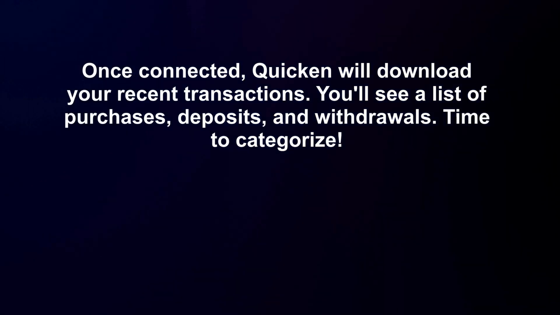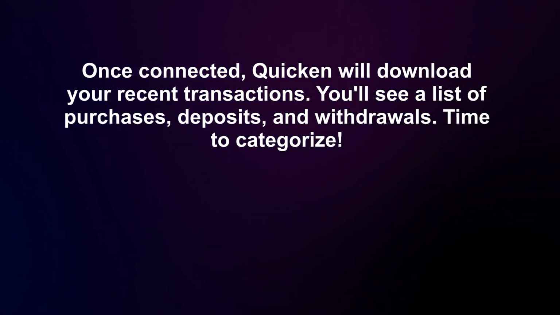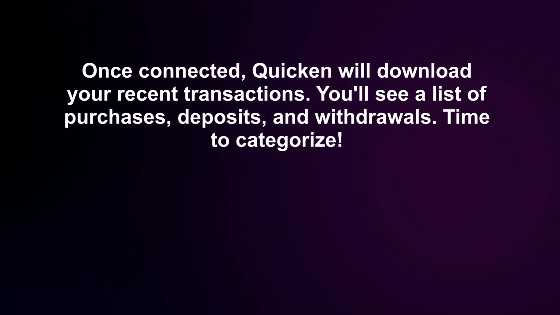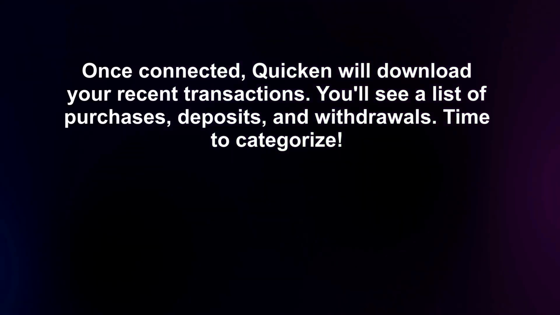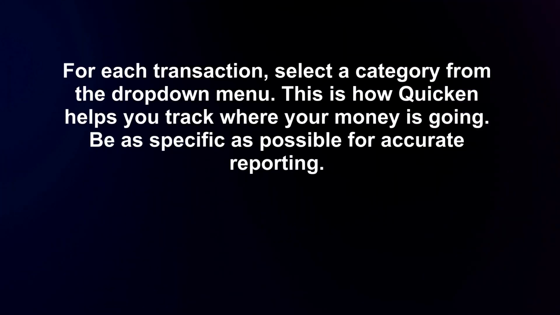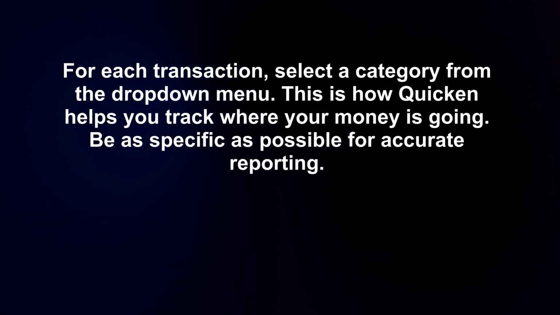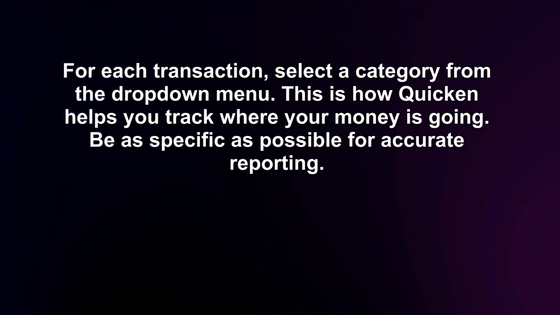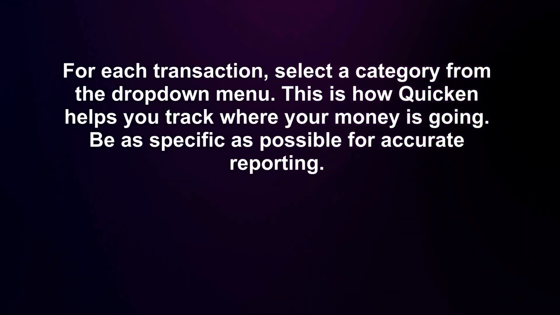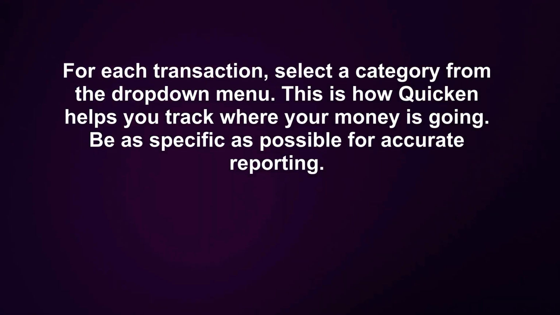Once connected, Quicken will download your recent transactions. You'll see a list of purchases, deposits, and withdrawals. Time to categorize. For each transaction, select a category from the drop-down menu. This is how Quicken helps you track where your money is going. Be as specific as possible for accurate reporting.